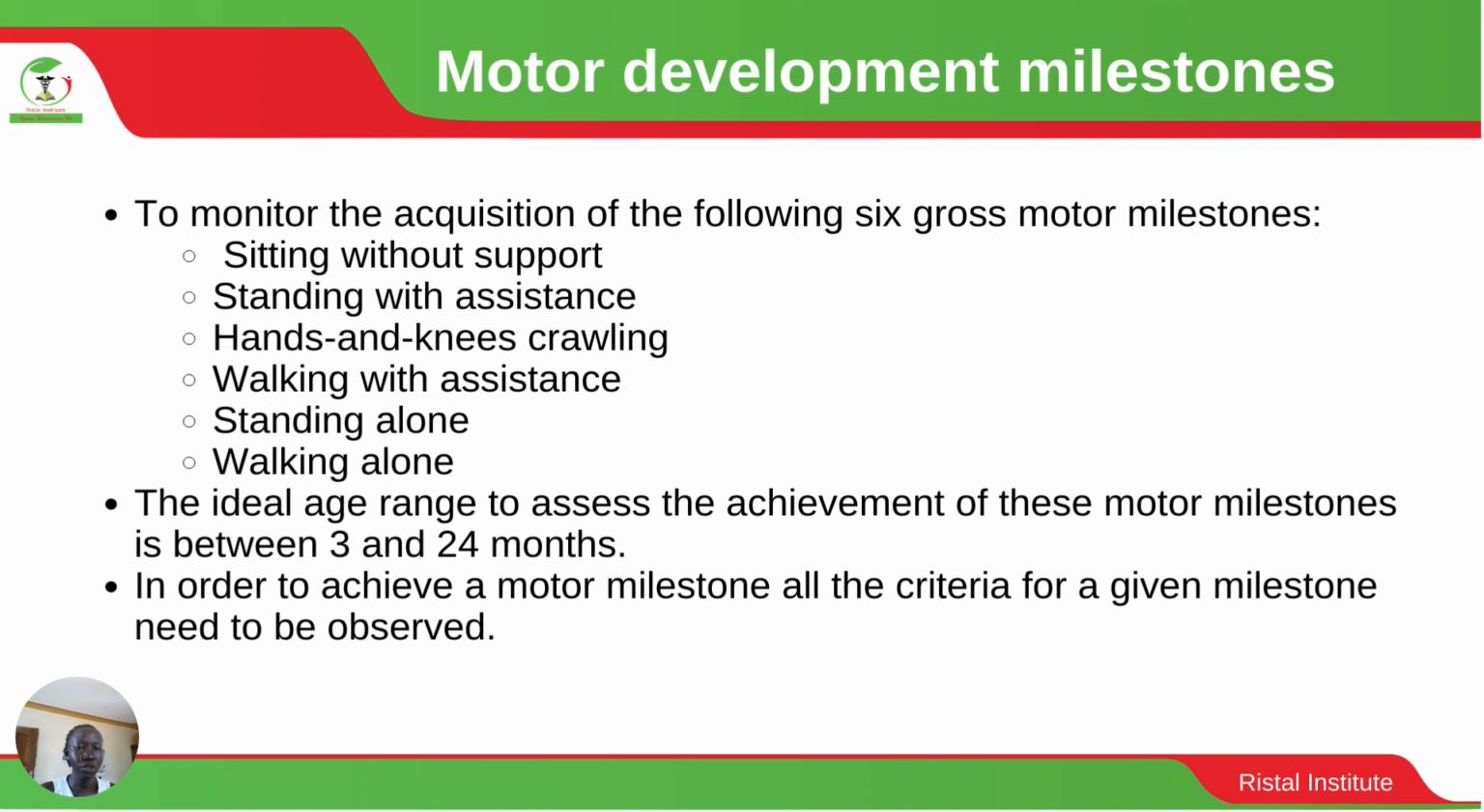The ideal age range to assess the achievement of these motor milestones is always between 3 and 24 months. From 3 months, you can start seeing your child starting maybe to sit. And then as the child grows, the child starts to stand without assistance. And then in that order, that continues to develop until they're able to walk on their own.